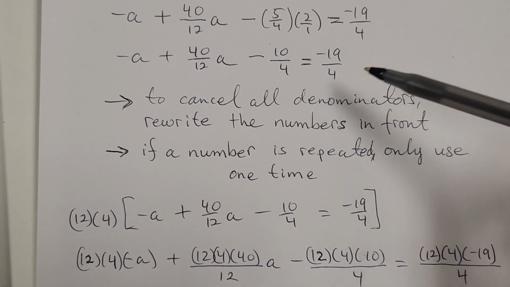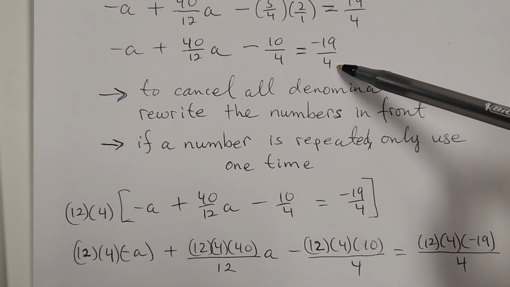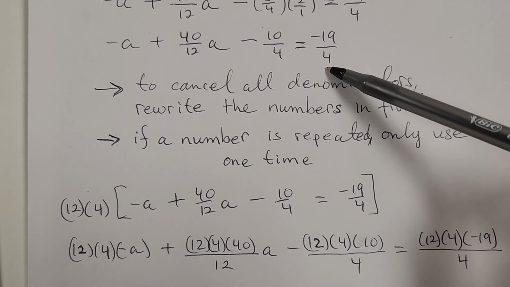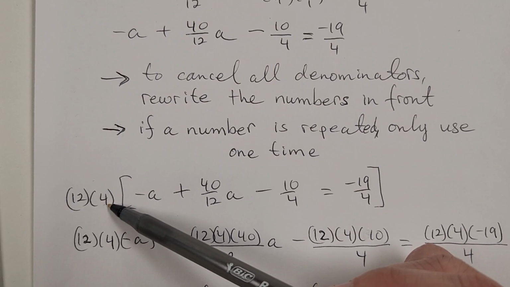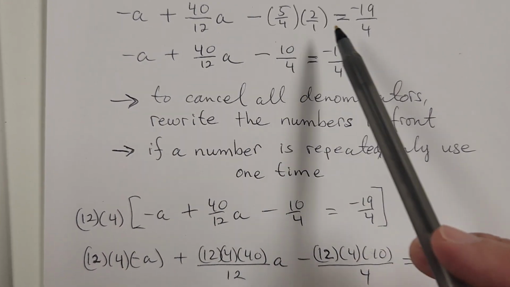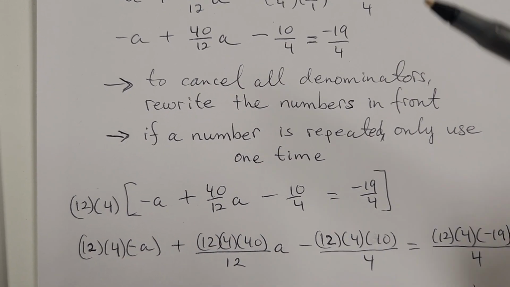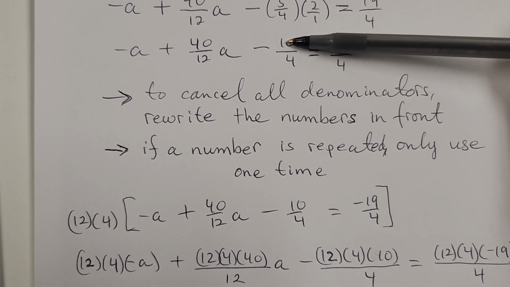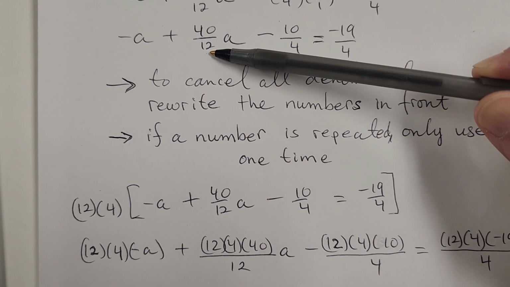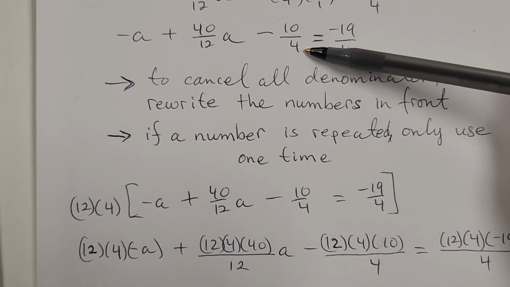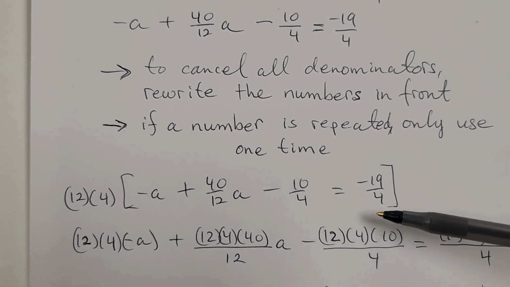Okay, so one more time, 12, which is here. There are two 4s, but these two are the same number, so I only use one time. Okay, and then rewrite this entire equation right here into this. So pretty much take this whole equation, bring it down. However, in front, I'm using 12 and 4. The reason why I'm using 12 and 4 is so I can get rid of the denominator.